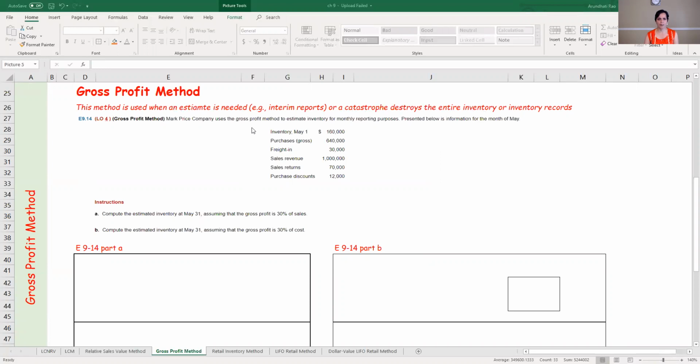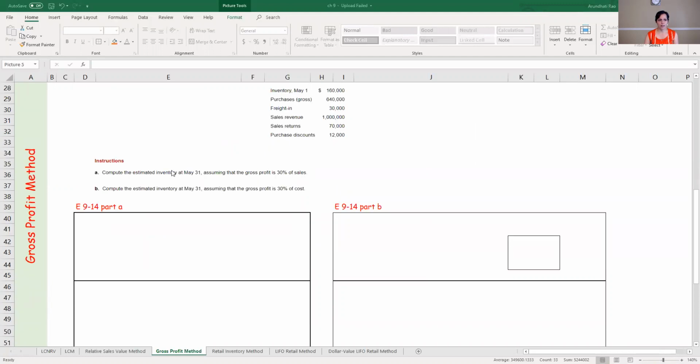So we have a company that is using the gross profit method to estimate inventories for their monthly reporting. This is for the month of May. They started the month of May with $160,000 in inventory. They have purchases of $640,000, freight in of $30,000, sales revenue of $1 million, sales return of $70,000, and purchase discount of $12,000. Now they give us two different assumptions.